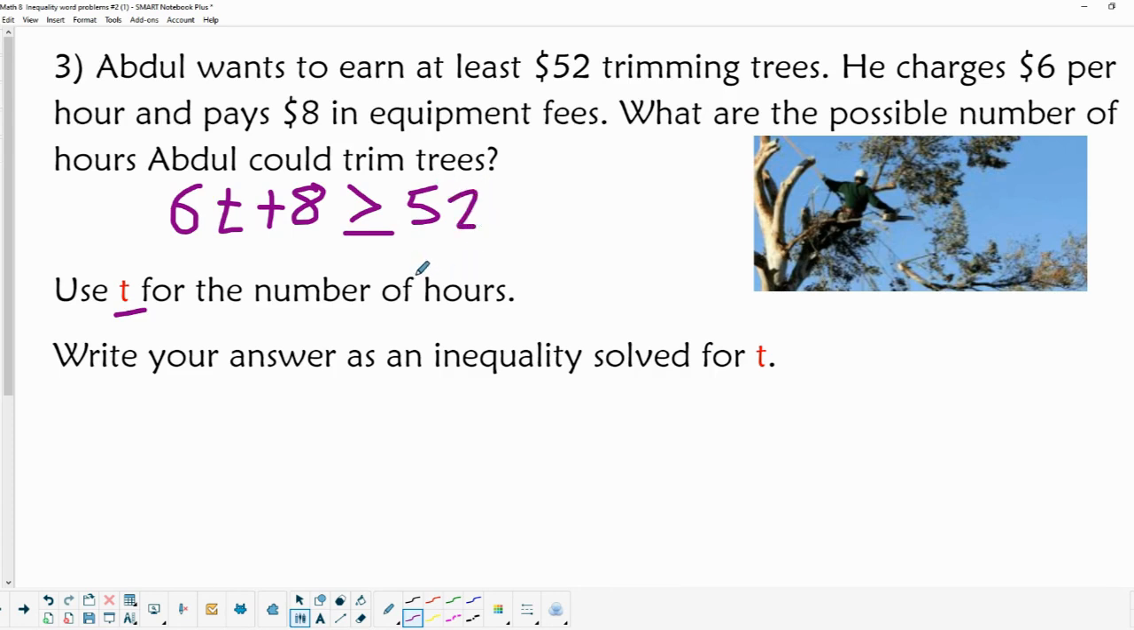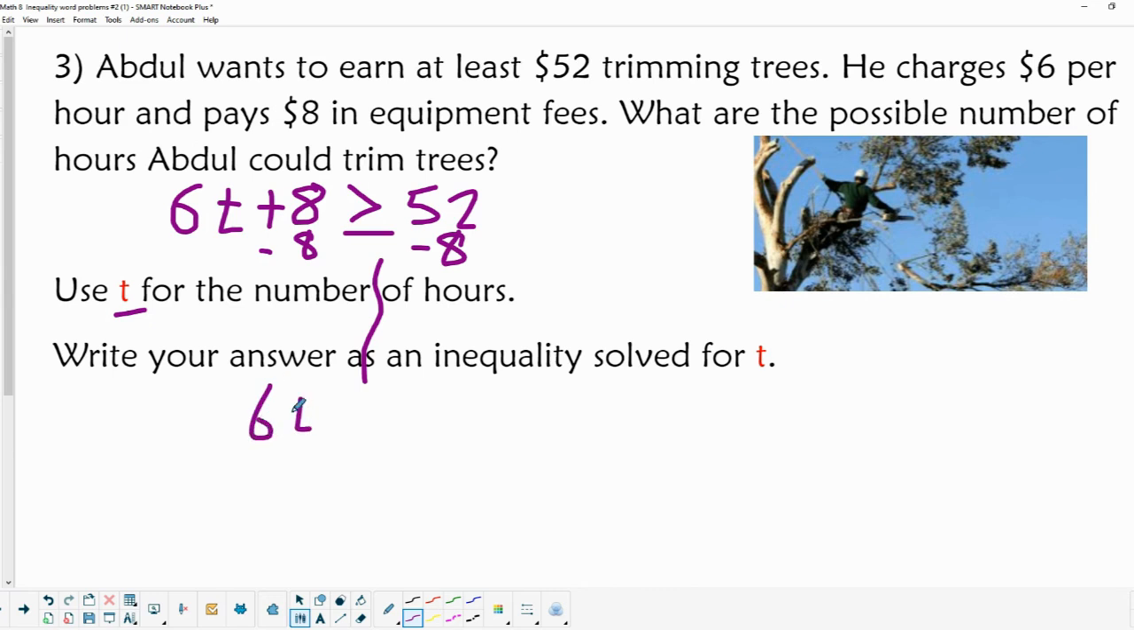And so this is going to end up being how many hours he could work, and he could work a million hours, but this is going to show us the minimum number of hours he could work or more, so that he could accomplish his goal, right? So let's move everything down to the bottom now that we're subtracting here.